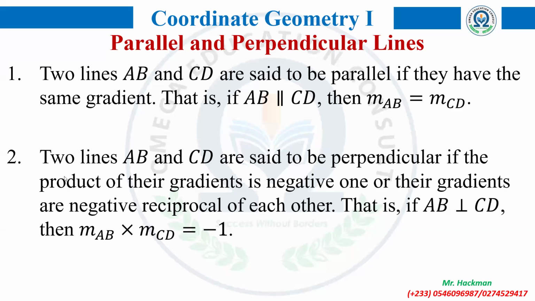Now let's come to the perpendicular lines. This one too, you know. Ordinarily I would have asked you to give me what you know, but again, because of time, I'm going to read straight away. 2 lines AB and CD are said to be perpendicular if the product of their gradients is -1, or their gradients are negative reciprocal of each other. So that is, if line AB is perpendicular to line CD.